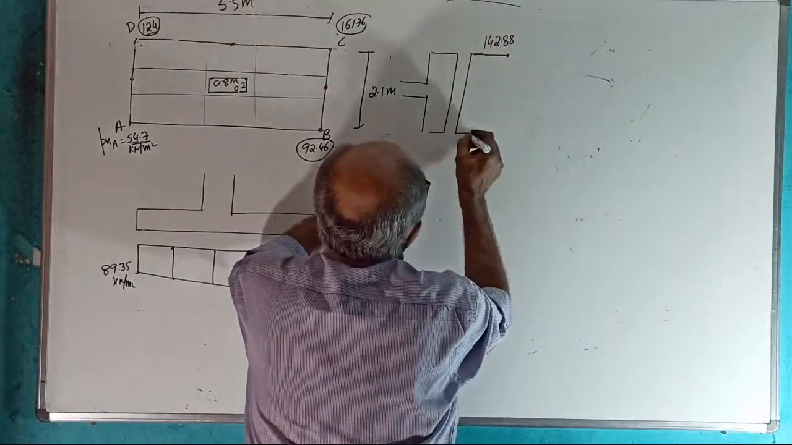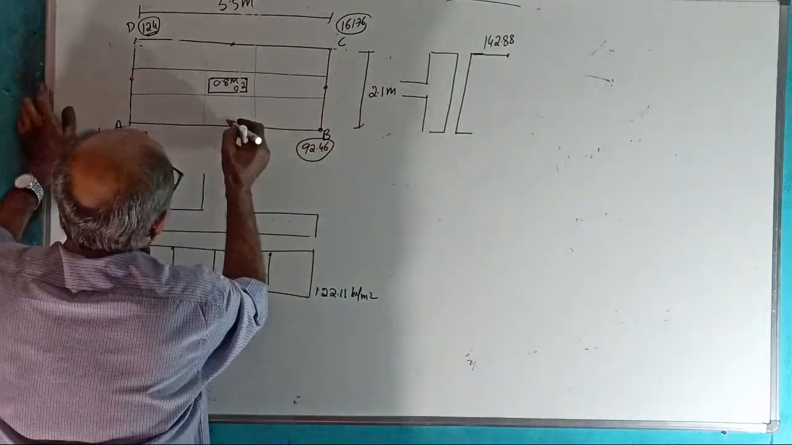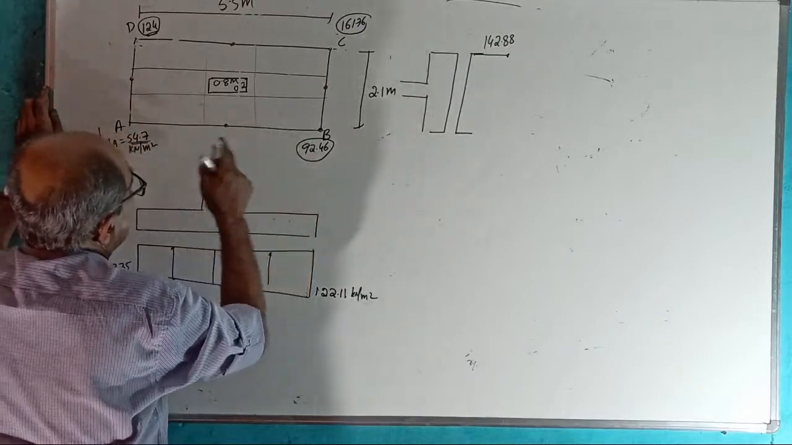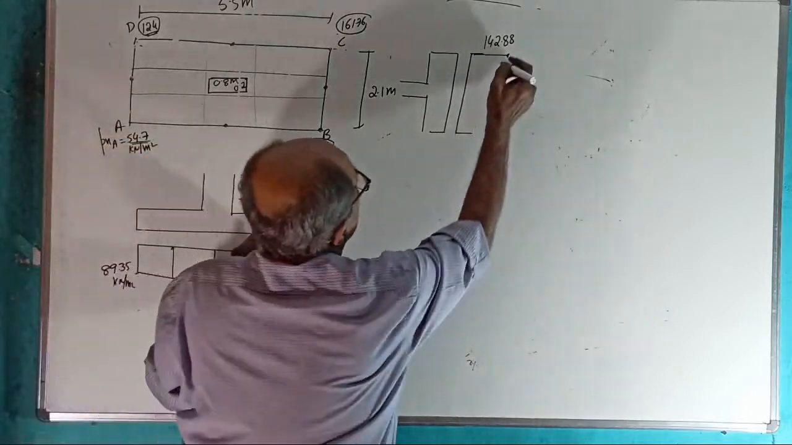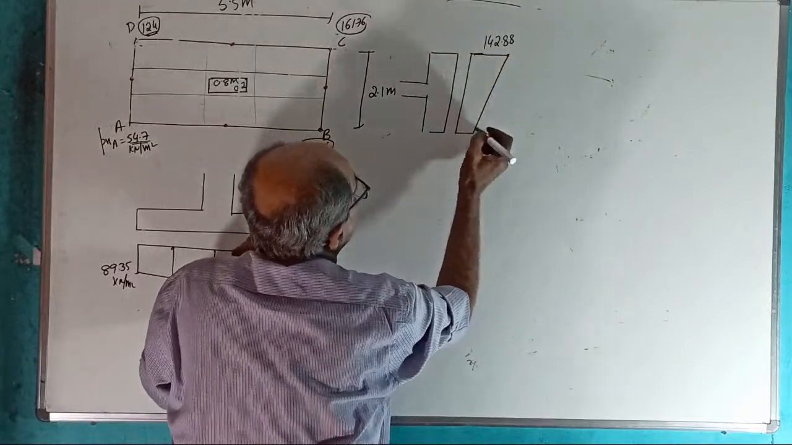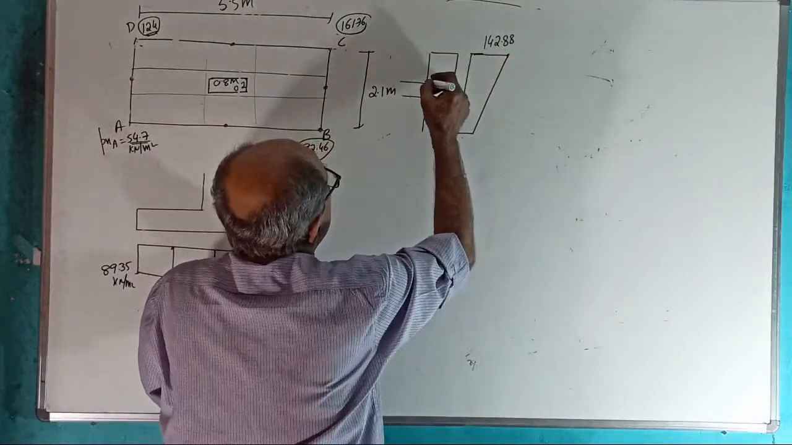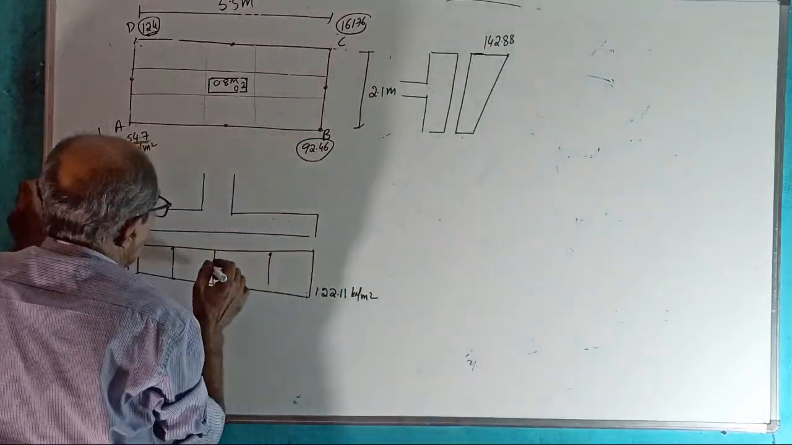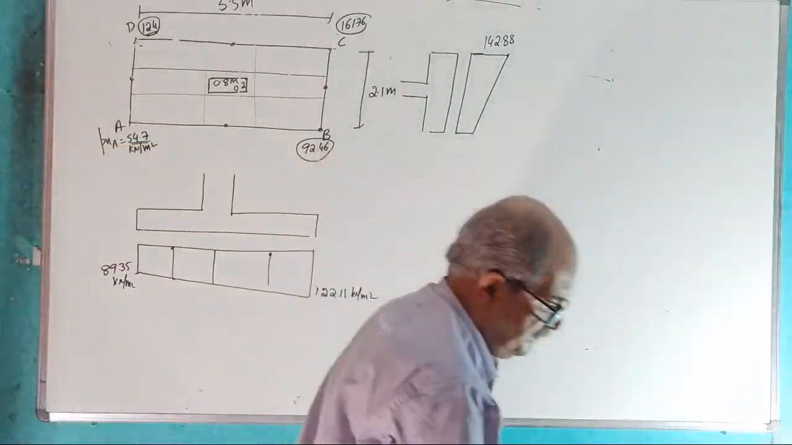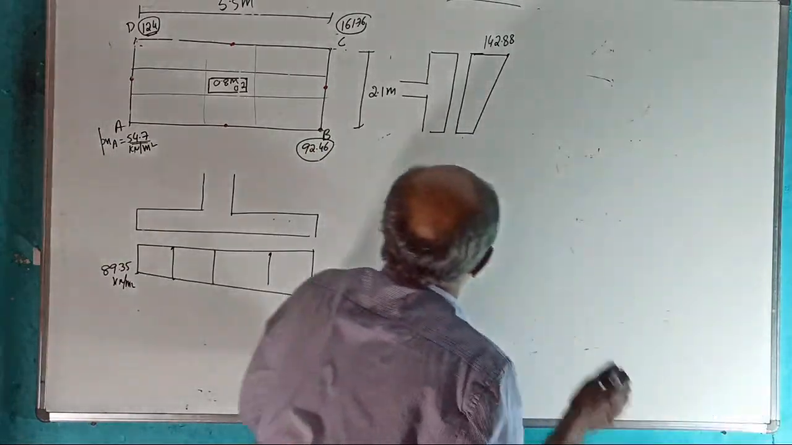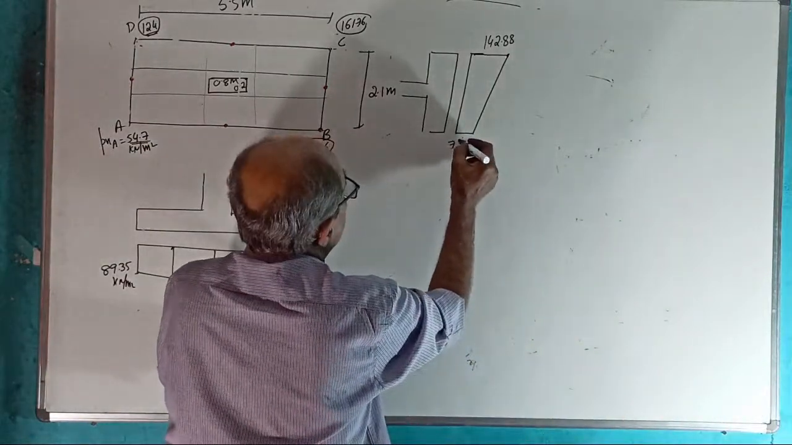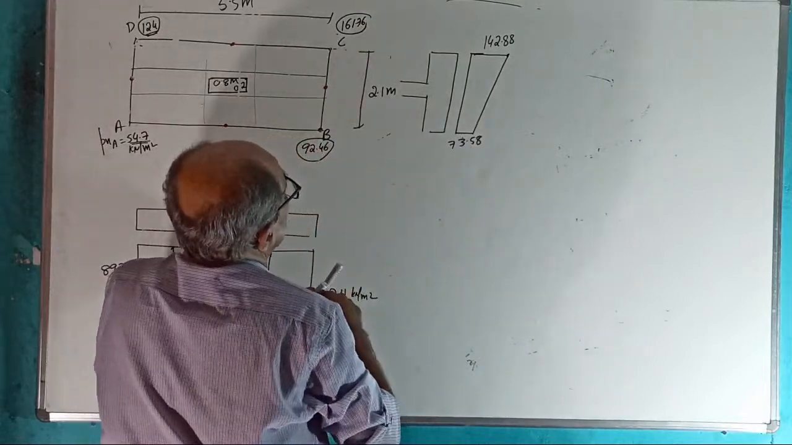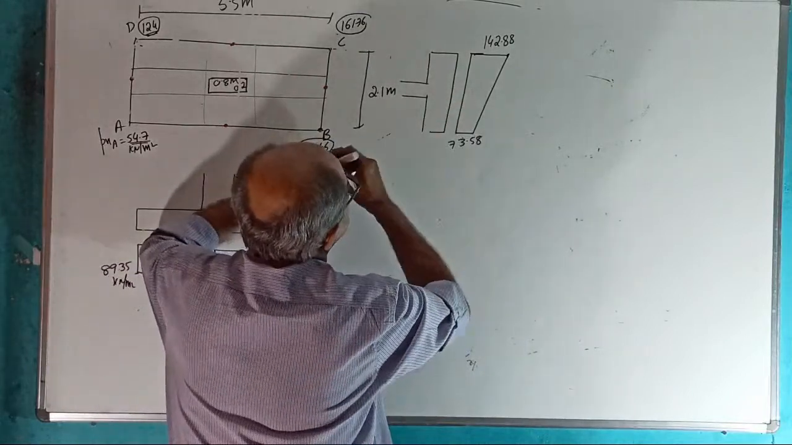Here, pressure at the center: 54.7 plus 92.46 divided by 2 is the pressure here. Now see, one cantilever here, one cantilever here. That you all know. 73.58. Okay. 73.58 here. And for further sketches, refer to last time.